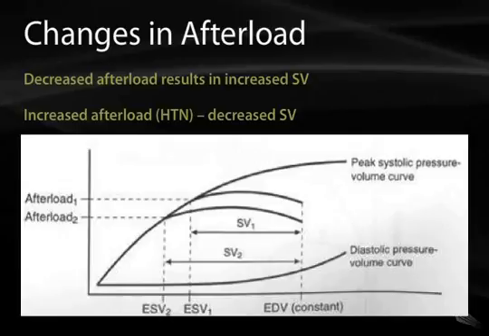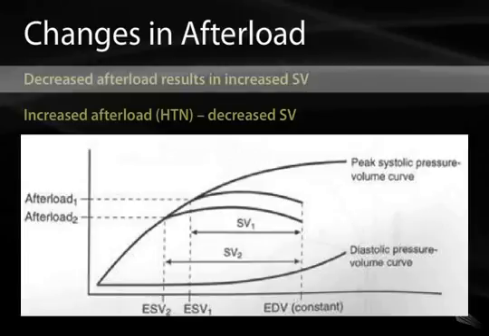This decreases the stroke volume from SV2 to SV1. A smaller stroke volume occurs with a higher afterload. A decreased afterload causes an increased stroke volume. Suffice it to say that a lower blood pressure allows the heart to have a higher stroke volume.